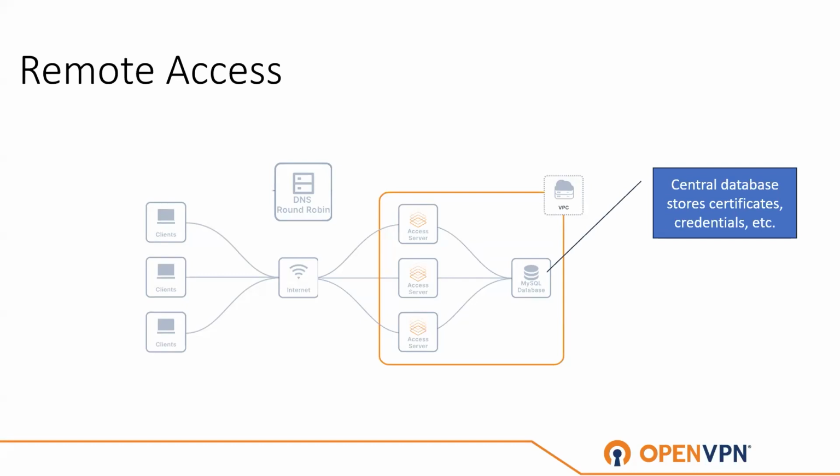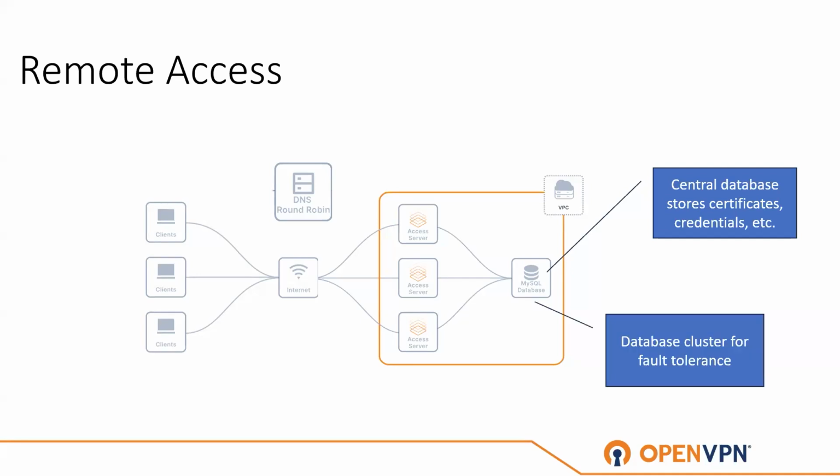Next, click. So in the cluster setup, the access server configuration files and certificates are all stored in a central database system, such as MySQL, MariaDB, or Amazon RDS. And then each access server node connects to the database to access the certificates. This is what enables the VPN client to connect to any of these nodes with the same client configuration profile.